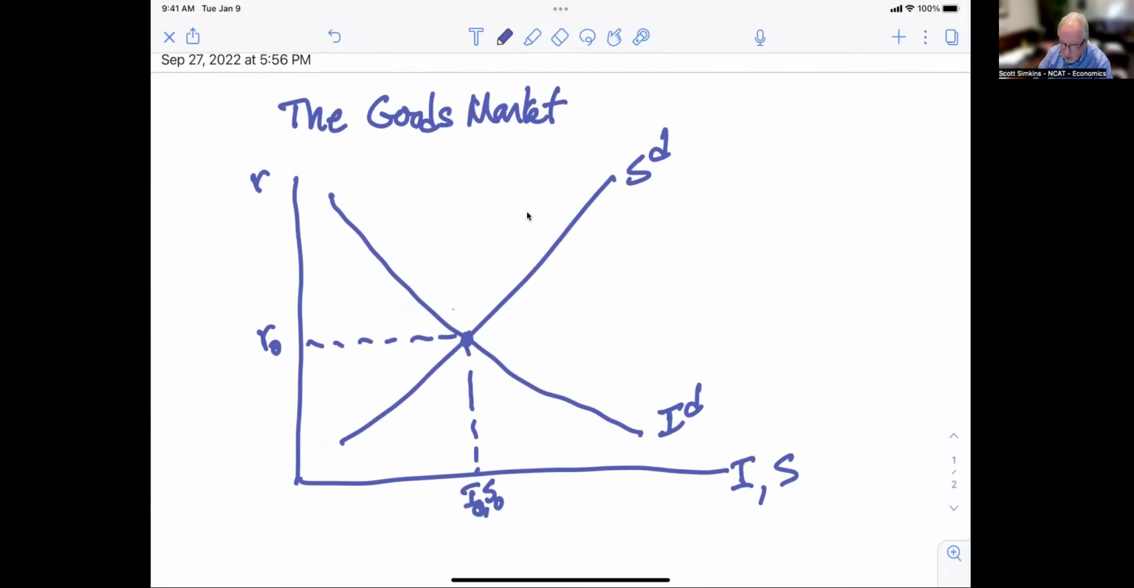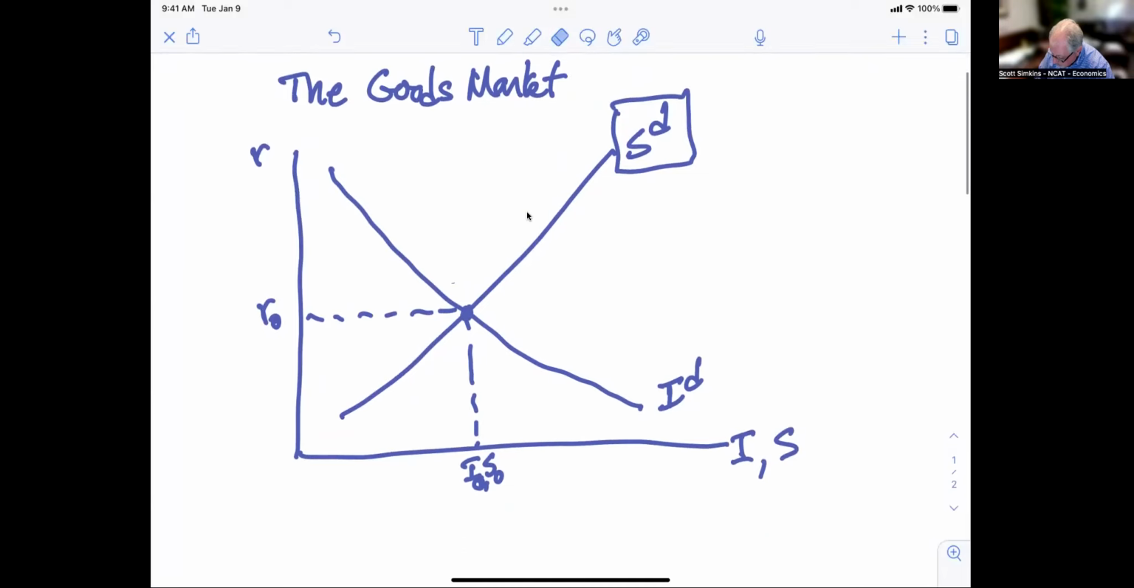So first of all, I want to talk about the curves themselves for just a moment. There's a separate demonstration video for each one of these curves.